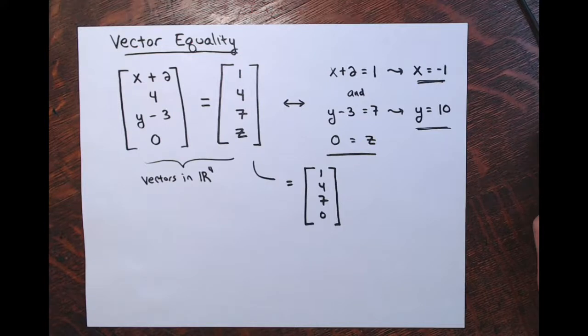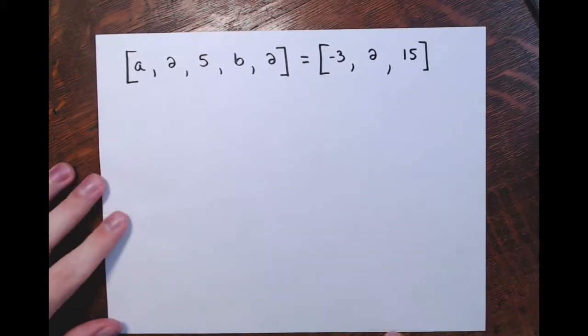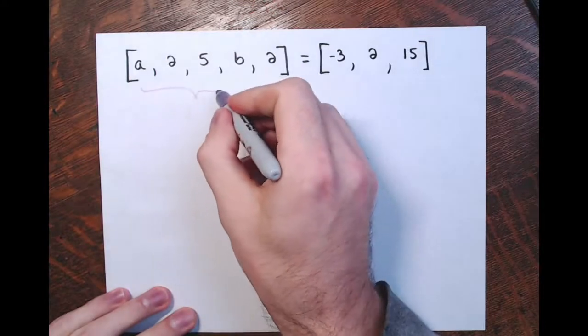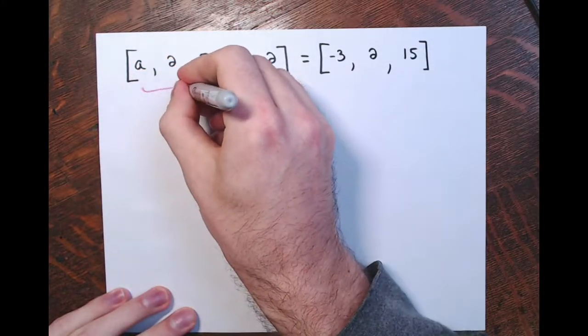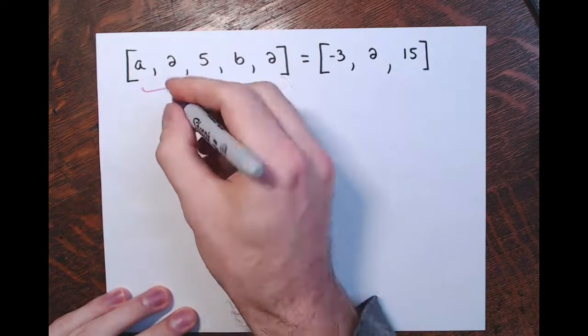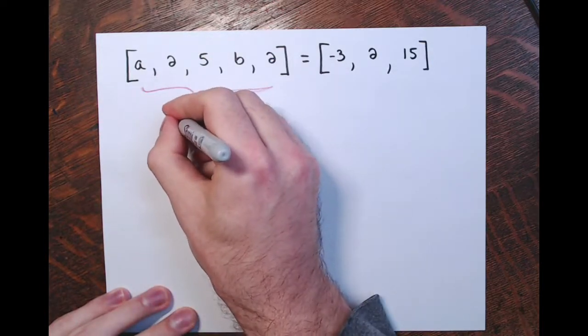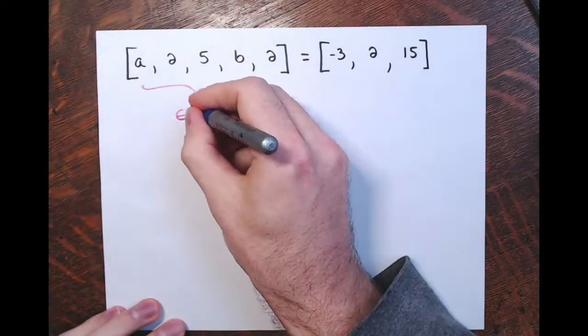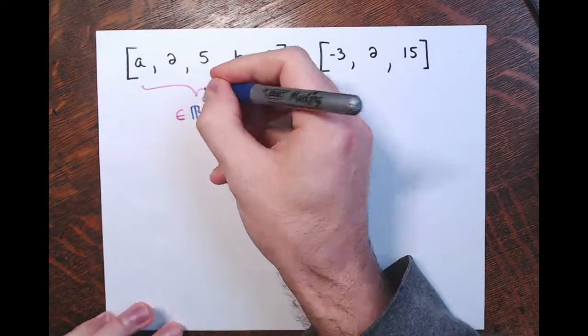Now the other example looks like this. So the other example is this statement. I've got this vector on the left here. Notice it has 5 components: a, 2, 5, b, and 2. So this is a vector belonging to, you've seen hopefully this symbol before, it's a little epsilon, meaning belongs to, R5. This is a vector from R5, a vector with 5 components that are real numbers.